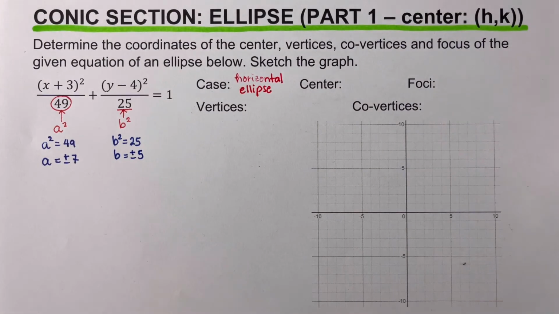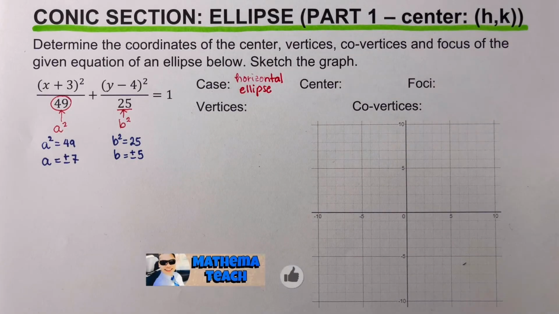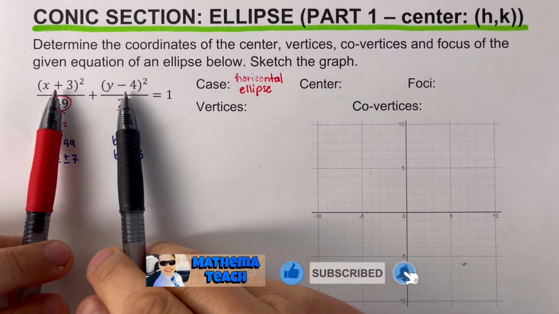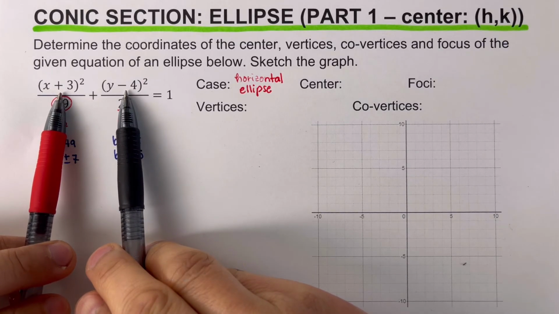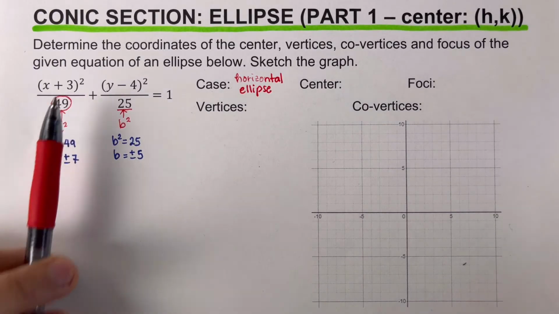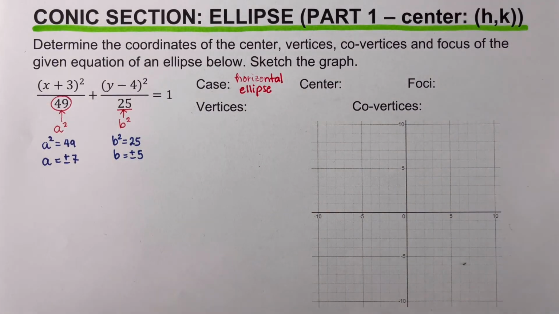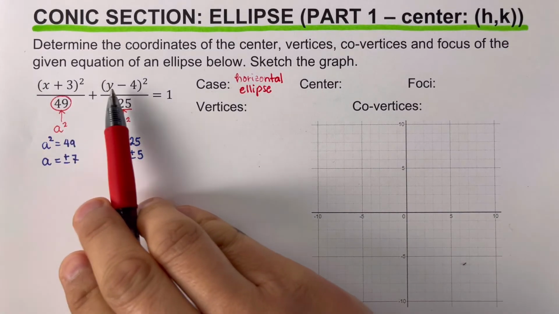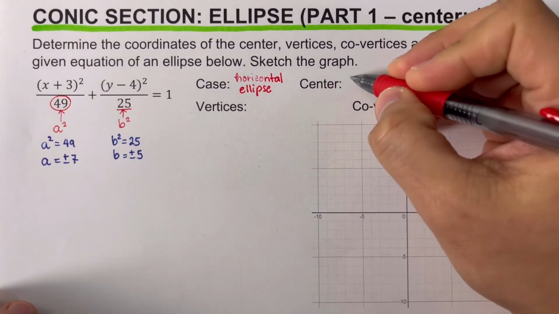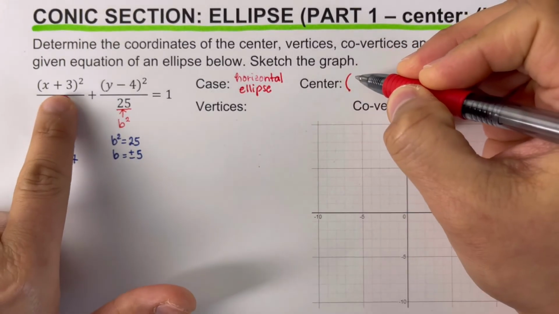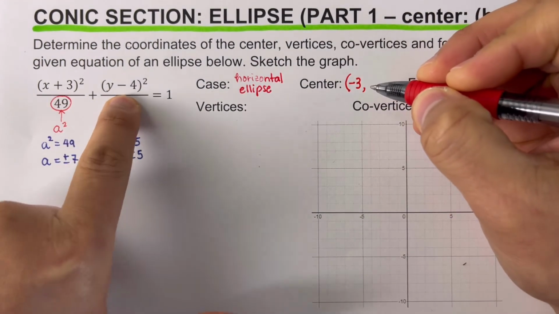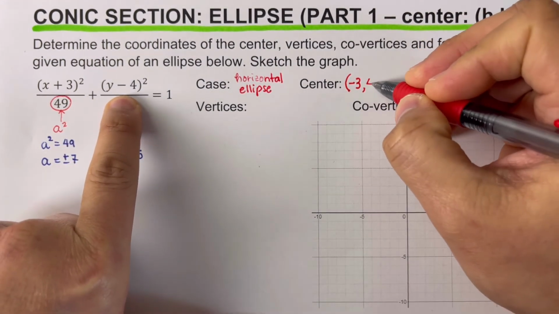Now, we also remember that the h, k represents the center of this ellipse. So in this case right here, we have this h, k. In order to write the center of the ellipse, we remember that we are supposed to switch and switch, meaning whatever the sign is, you switch it. So the center for this ellipse is, since this is a plus 3, that's a negative 3. And since this is a minus 4, that is a positive 4.